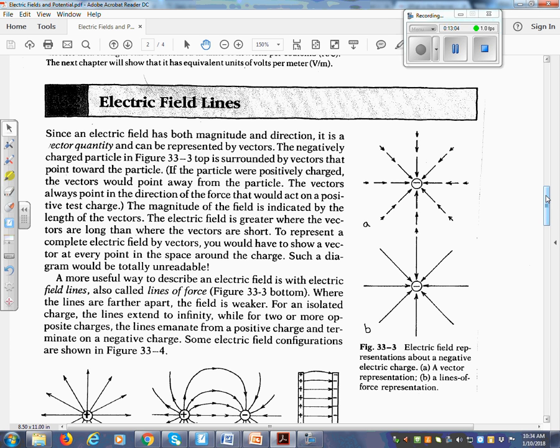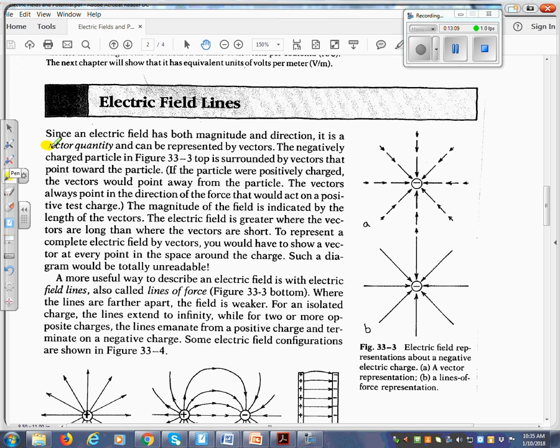Since an electric field has both a magnitude and direction, it is a vector quantity and can be represented by vectors. Now I'm going to explain a little bit. I showed you gravitational fields. I didn't really talk about the lines themselves. I'm going to explain that a little bit more right now. The negatively charged particle in figure 33-3 top, that's this one over here, is surrounded by vectors that point toward the particle. Okay, so we've got a negative charge right here.